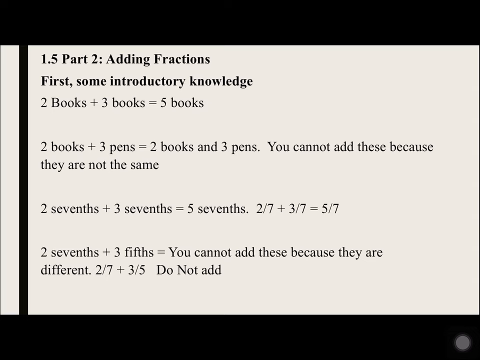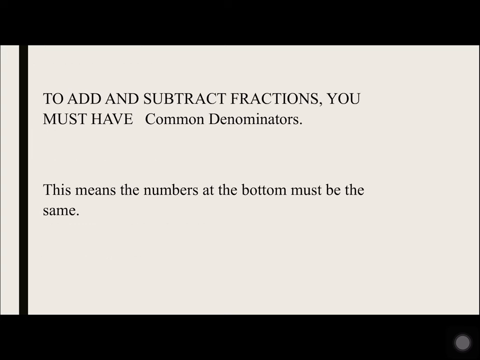What about 2 sevenths plus 3 fifths? You cannot add these because they are different. 2 over 7 plus 3 over 5 do not add. To add and subtract fractions, you must have common denominators. This means the numbers at the bottom must be the same.